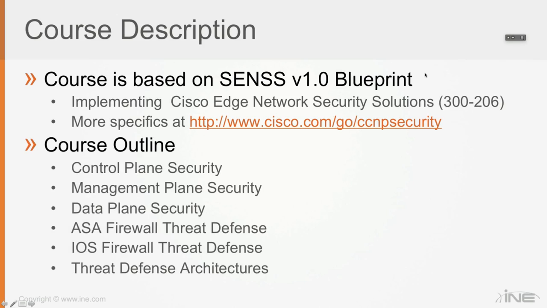Now our course outline is going to be, I have divided the technologies in a different way. We're going to speak initially about control plane security, then about management plane security, then about data plane security, and then we're going to go to the ASA firewall and IOS firewall threat defense, and in the end speak about threat defense architectures. So pretty much this is going to be the order we're going to do things in class.